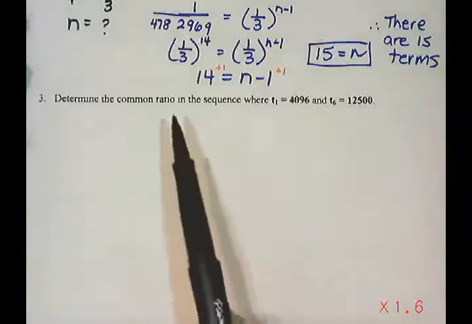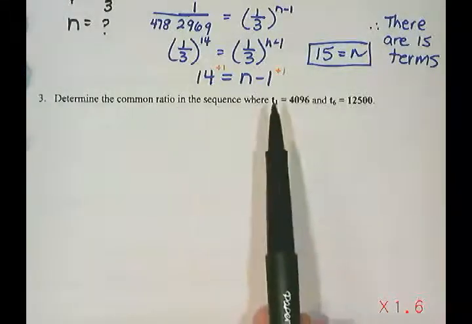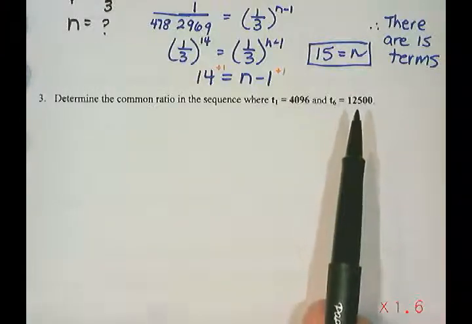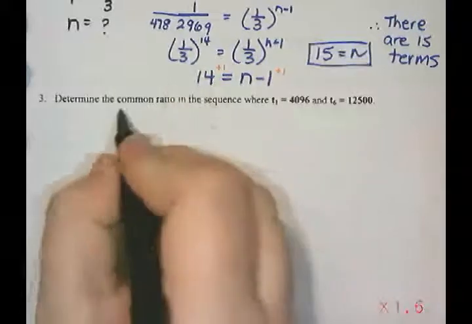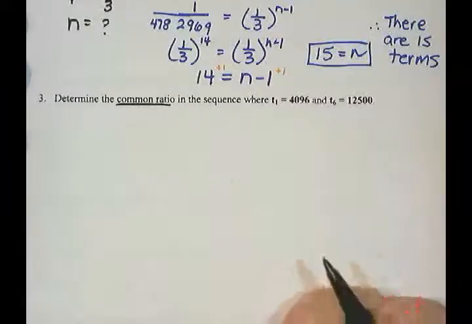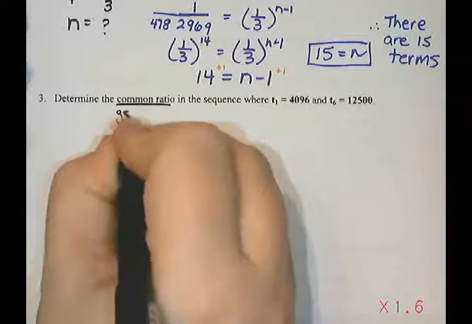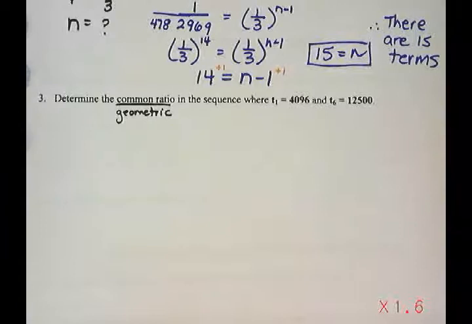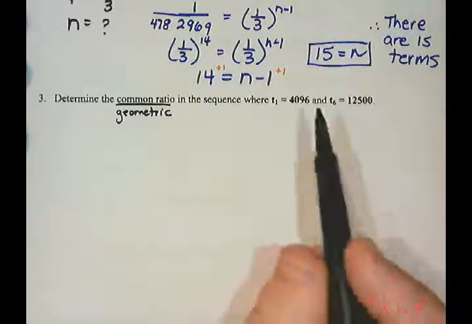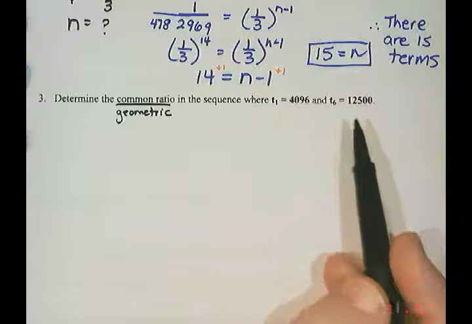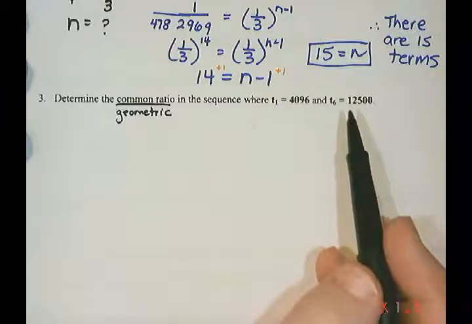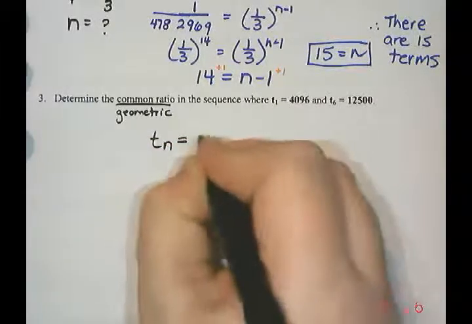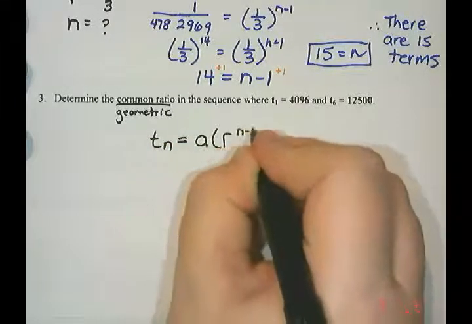So it says determine the common ratio in the sequence where T1 equals 4096 and T6 is 12,500. So in the question, I see the words common ratio, and that tells me that it is geometric. Geometric means we're multiplying or dividing by the same amount every time to get the next term. Okay, term 1 is always very handy to know, and I'm sure we're going to find a way to use term 6. So since it's geometric, we can use our new formula, which is Tn equals A times R to the power of n minus 1.